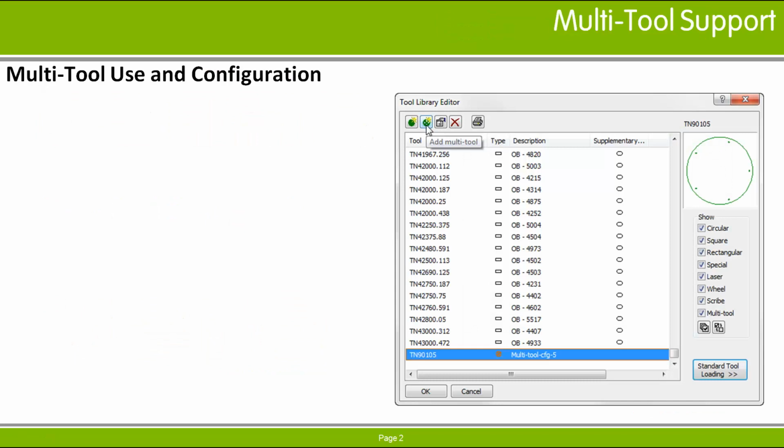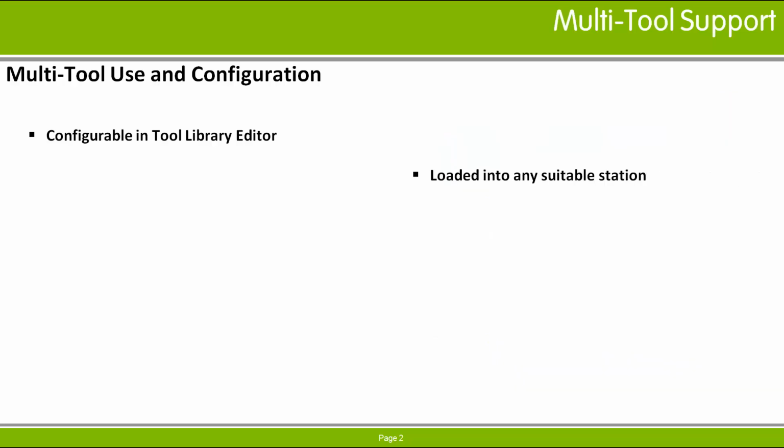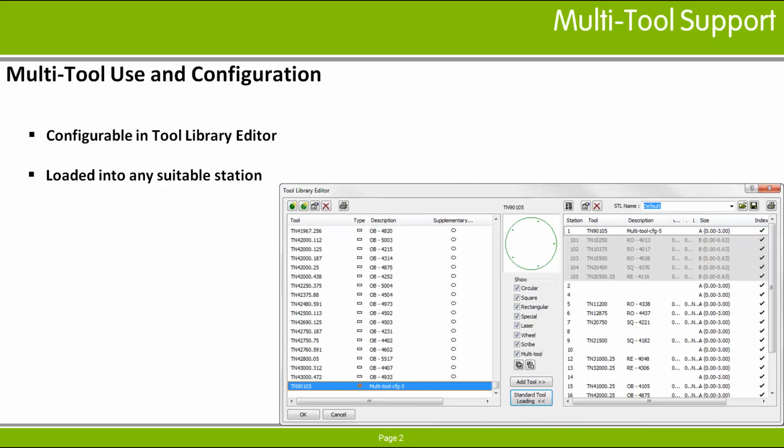Multi-tools enable you to load multiple punch tools into a single station. Like any other tool, a multi-tool has a tool number and it displays in the list of available tools in the tool library editor. Although tools can still be loaded into the multi-tool stations by dragging and dropping from the main tool list, you can also define a preloaded multi-tool and drag and drop the multi-tool into the main station.